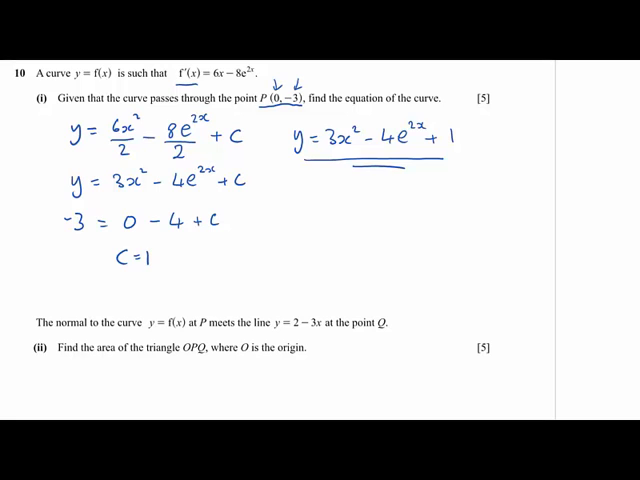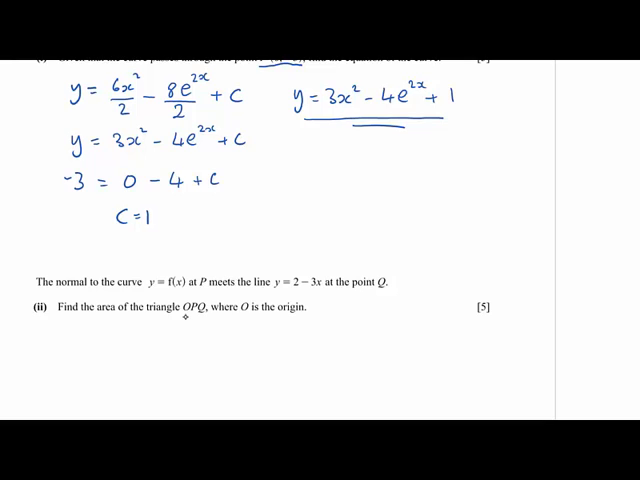The normal to the curve y equals f of x at P meets the line y equals 2 minus 3x at the point Q. Find the area of the triangle OPQ, where O is the origin.